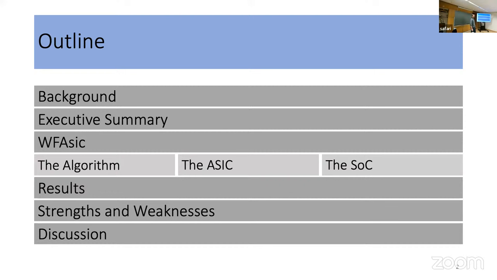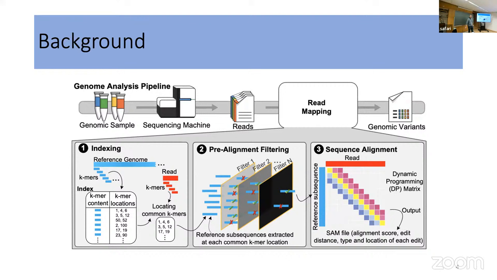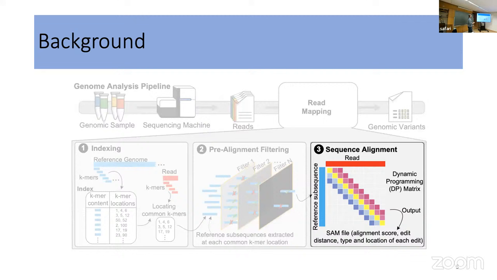So for the background, I'll be giving you a quick rundown on the parts of genome analysis that are relevant to this paper. Genome analysis generally starts with a genomic sample that is sequenced in a sequencing machine, as you see here, which produces reads of different lengths. These reads will then be mapped generally to a reference genome, which then shows us the different genomic variants that are inside all of us. I'll talk quickly about the indexing part, as well as the sequence alignment. Sequence alignment is what this paper mainly concerns itself with. I'll be skipping over the pre-alignment filtering, as this is just an optimization step that is not crucial to the workings of the whole process.